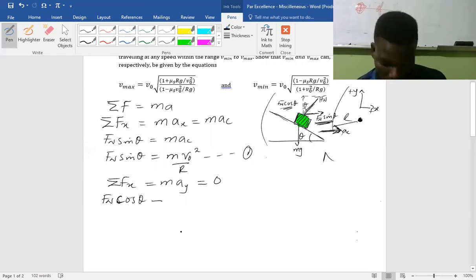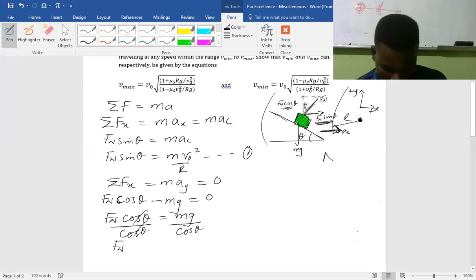So we can write this in this form, taking the mg to the other side. We can also divide by cos theta on both sides, and the normal force is going to be mg over cos theta. So this is our second equation.